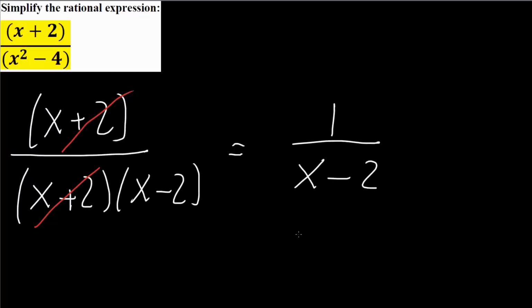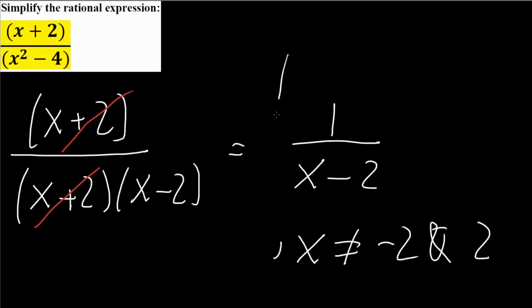And like for the last problem we just did, there is a restriction in the domain. So x cannot equal negative 2, and also x cannot equal 2, because if we have 2, we'd also be dividing by 0. And so this is what we box in.